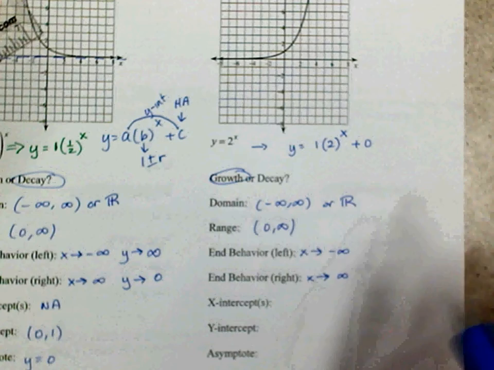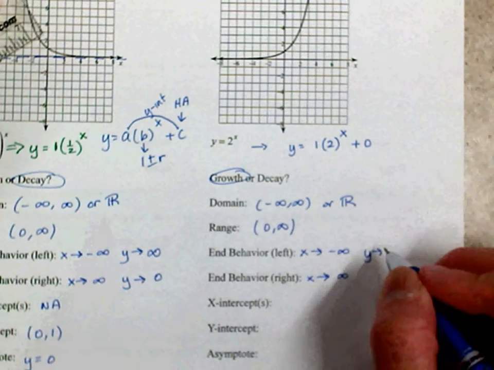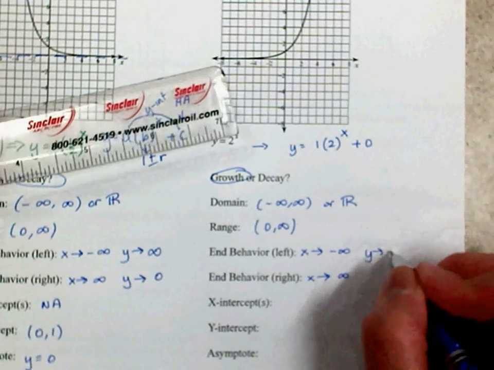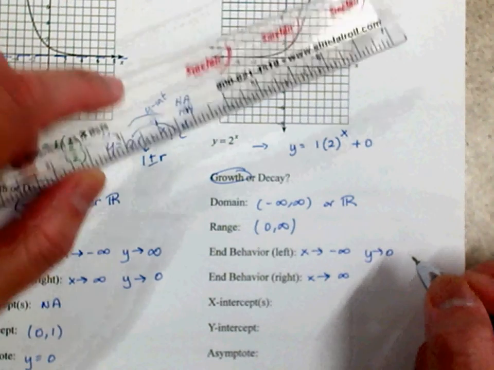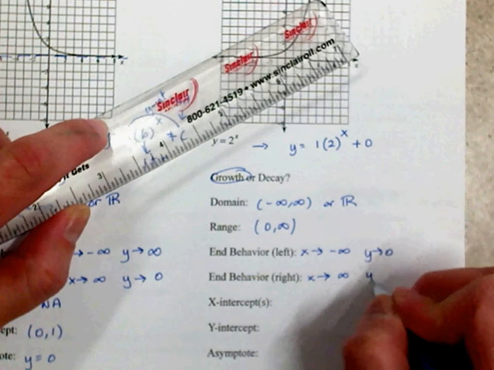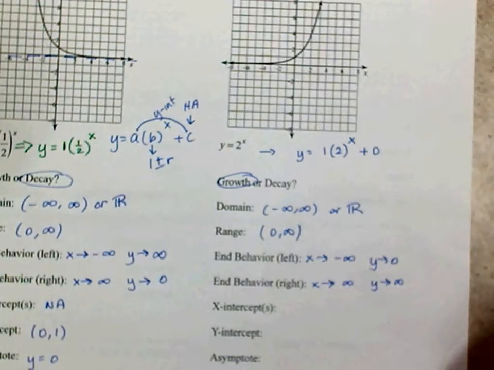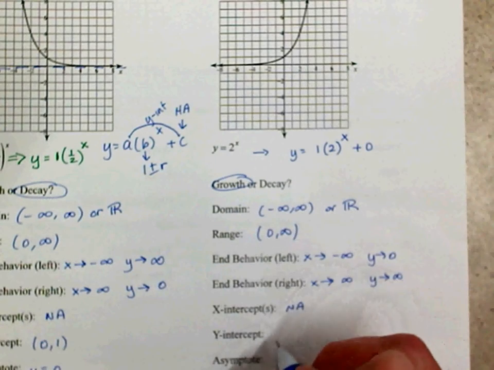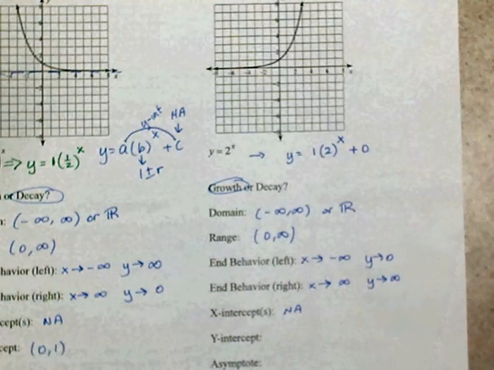Okay, now figure out your y. Your left side, see the left right there? It's being stopped at 0. Your right side, it keeps going to positive infinity, just like that. X-intercept, never cross. Y-intercept, it's always these guys.